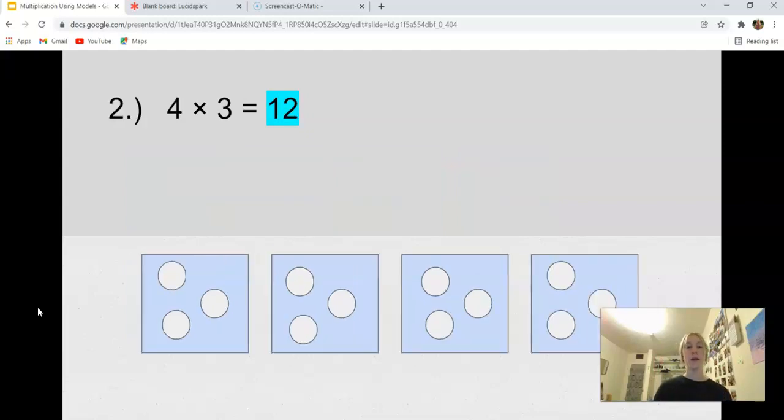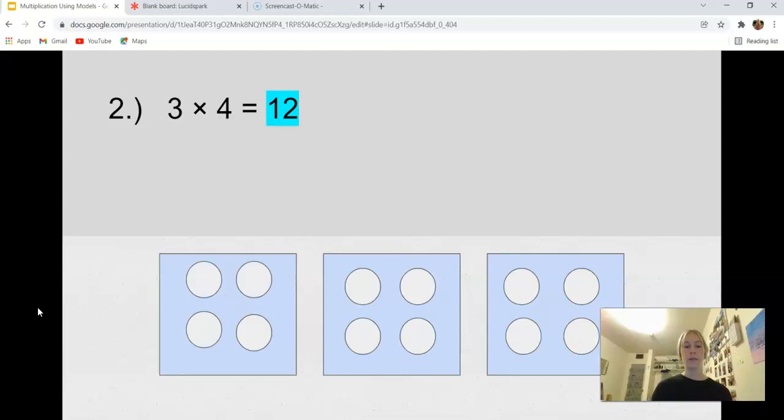Okay, the other problem I asked you to answer was 4 times 3 equals 12. Your model should have looked something like this. You could have had 4 groups of 3 objects. So 4 times 3 equals 12. 3 plus 3 plus 3 plus 3, which gives you 3, 6, 9, 12. Or you could have answered it by making 3 groups of 4. 3 times 4 also equals 12.